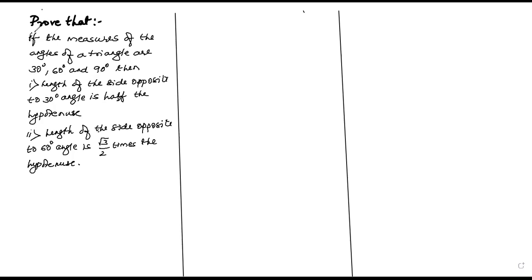I told you, children, whatever follows "if" is given to you. When the measures of the angles of a triangle are 30 degrees, 60 degrees, 90 degrees, that means I should draw a picture of it, okay? I should draw a picture of it.